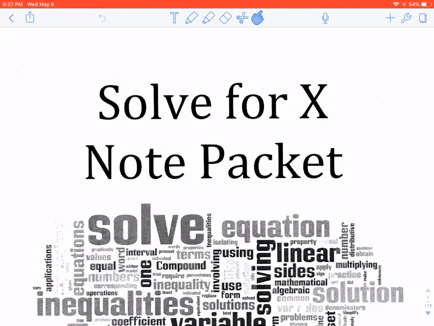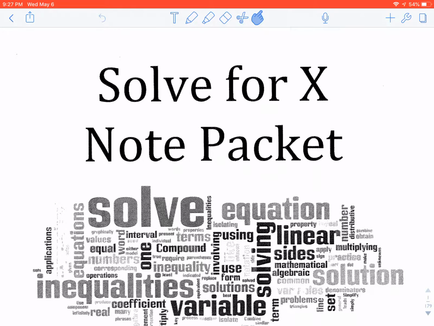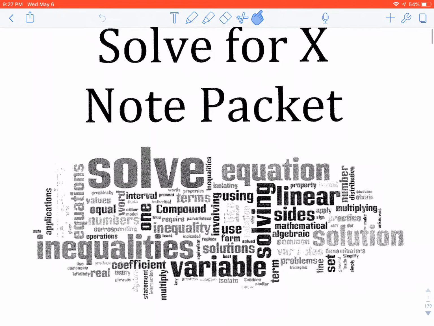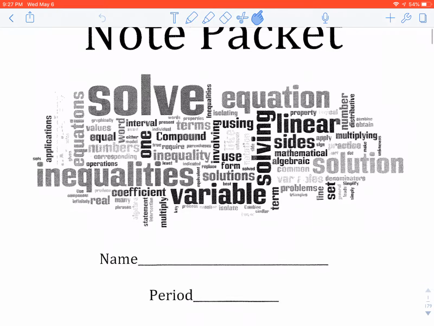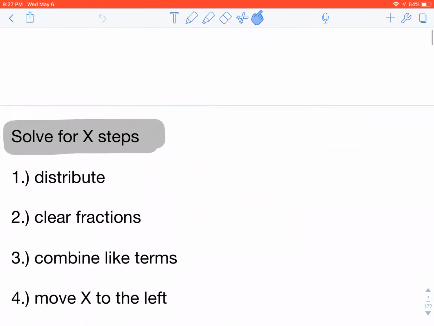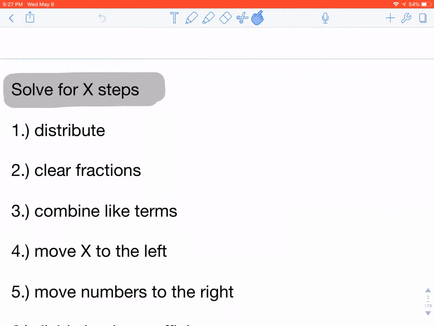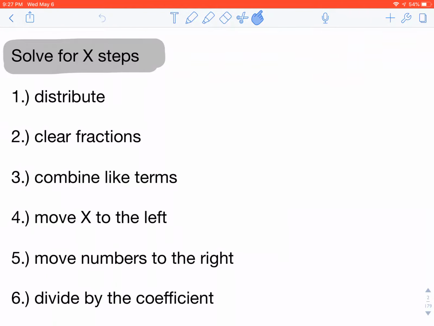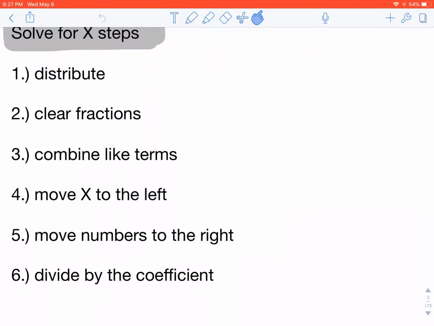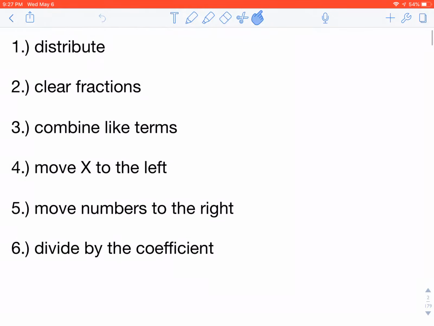We are now going to do a Solve for X review, so make sure you have your Solve for X notes that I posted in Google Classroom or your notebook to follow along. You will be using Solve for X a lot in your next few years in math with equations and inequalities. I'm going to start with going over some of the equation problems with you right now. So you probably remember these.